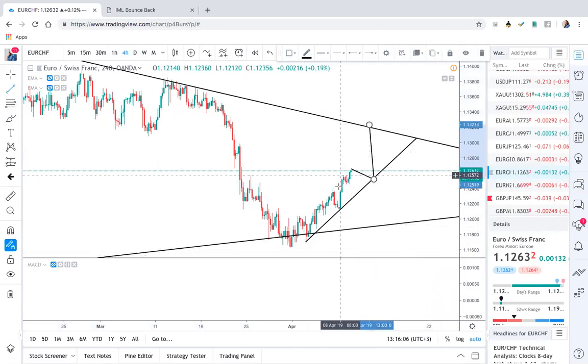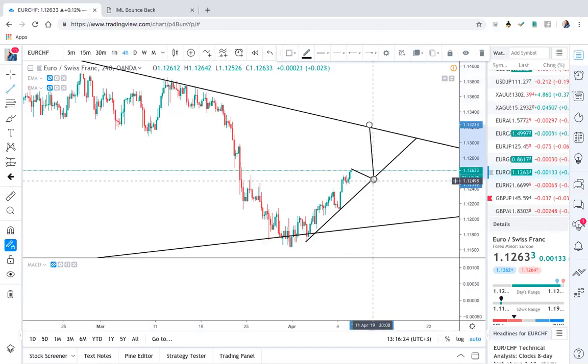right? So as you can see here, we have an impulse move to the upside, right? And some of you guys should know how it goes: impulse, correction, continuation, right? So impulse move to the upside. We now look for a correction. So you can look for a bullish corrective move here, so a bullish flag before we continue up to the upside.